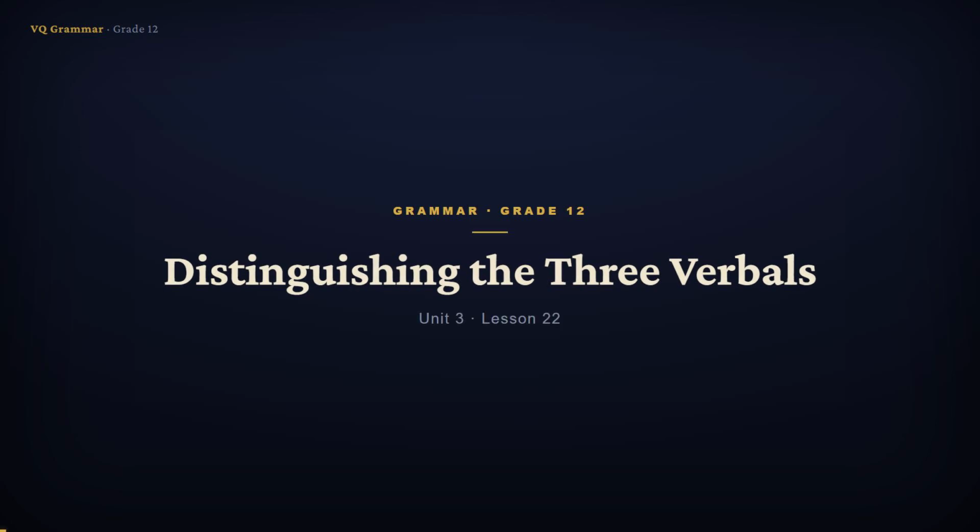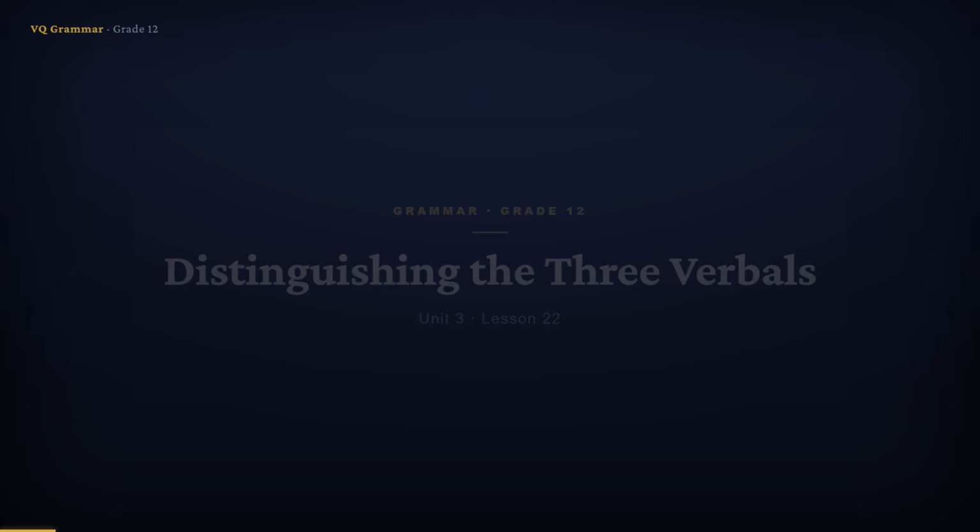This is Unit 3, Lesson 22, and it's the one that ties the whole unit together. Over the last few lessons, you met three special verb forms: the participle, the gerund, and the infinitive. We call them verbals, verb forms that step out of their usual job and act as some other part of speech. Today we learn to tell them apart quickly and with confidence. Let's finish Unit 3 strong.